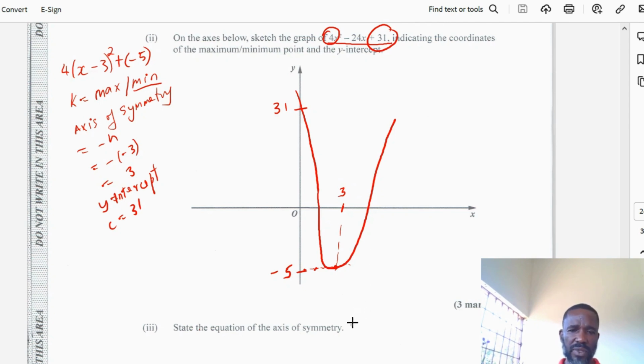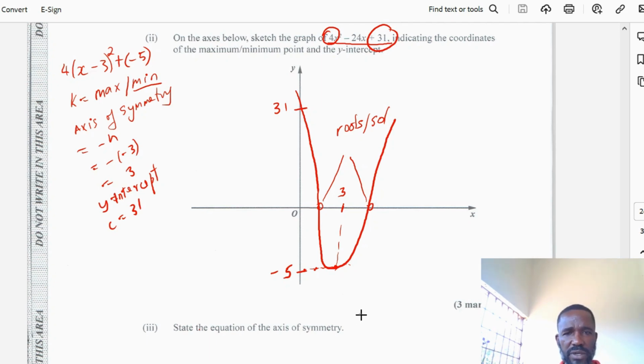In addition to that, there is other information that we can garner from this graph. These two values here would represent the roots, or solution to the graph. If you were asked to find the roots or the solution to the graph, we would find these two values, equate this equation to 0, and then solve. But that is not being asked for at this point in time, so we have nothing to worry about in that case. And now it says state the equation of the axis of symmetry.